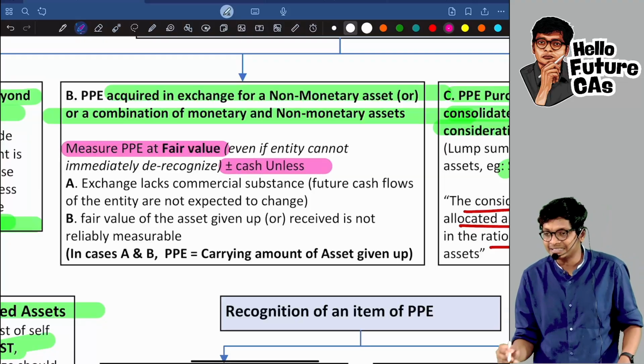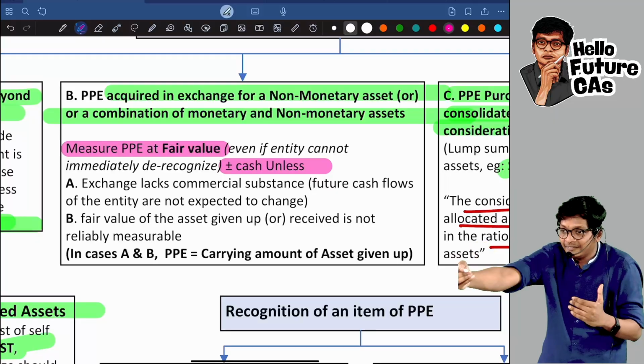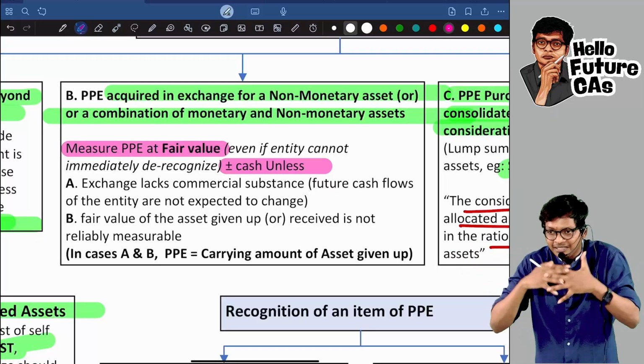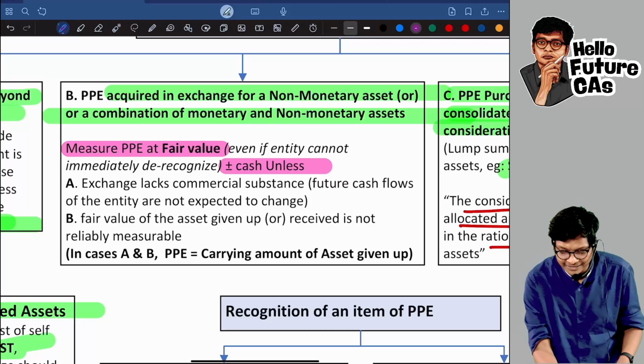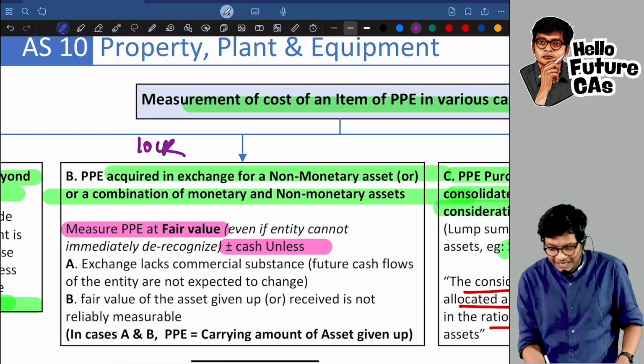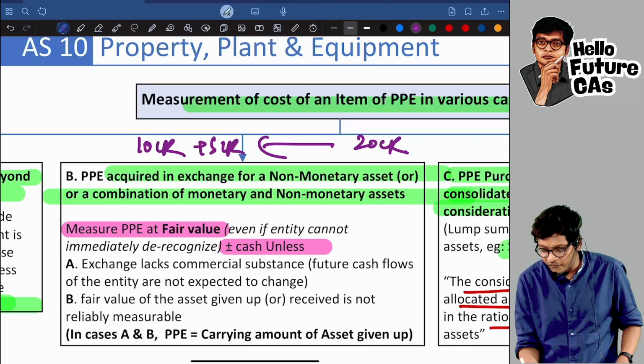Plus or minus cash. Which fair value? Fair value of the incoming asset. Fair value of incoming asset. If not, fair value of outgoing asset. So, the fair value of the barter system. Sir, very simple, sir. I am giving away my car which is worth 10 crores, and I am paying 5 crores cash. In return, I am getting a new asset for 20 crores.